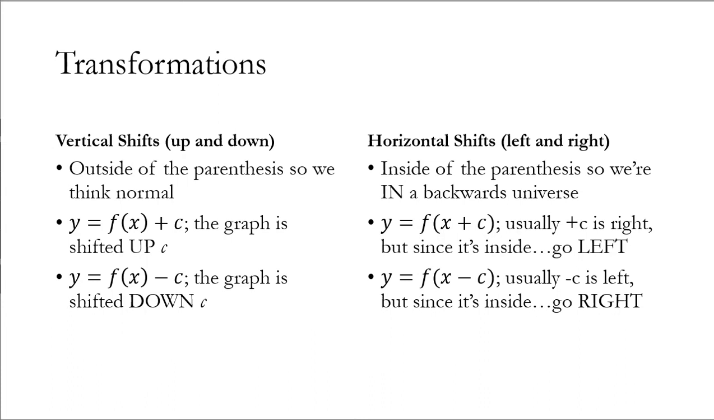Now, horizontal shifts are left and right. Anything inside the parentheses, and you'll see as we go along, this shows up a bunch of times, we're going to think sort of like a backwards universe. So here, plus C, if we're graphing right and left, plus C usually means go to the right. But since it's inside of our parentheses, we're going to go backwards. We're actually going to move the entire graph left. Same thing, there's a minus C. Usually that's left, but since it's inside the parentheses, we're going to go right.